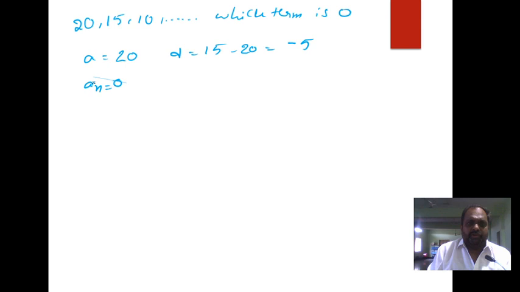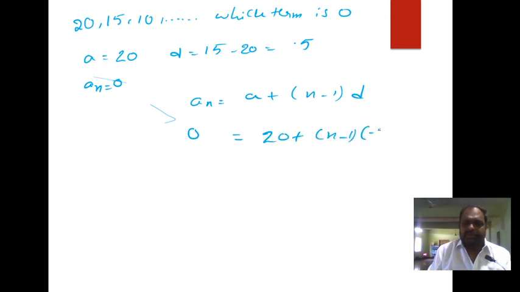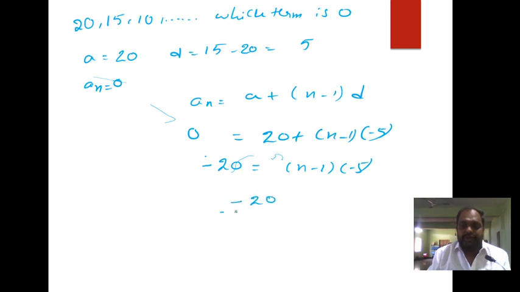So we know the formula an is equal to a plus n minus 1 into d. So an is 0, that is equal to a, which means 20, plus n minus 1 into d, which means minus 5. So transpose the values: you take 20 this side, it will become minus 20, and n minus 1 into minus 5. So minus 5 is multiplying n minus 1. So transpose minus 5, it will divide: minus 20 by minus 5 is equal to n minus 1.